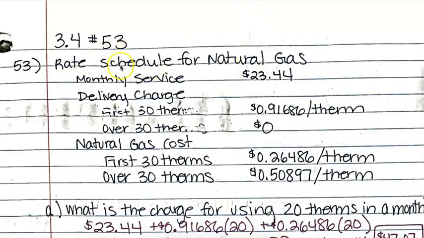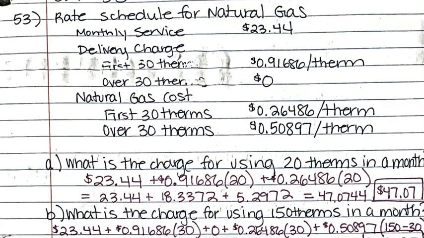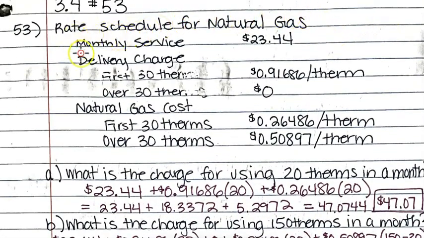All right. The first submitted question was number 53 on 3.4, which I did, I think, go over the first day that I answered questions on this one. So here is the given problem. It gives you a rate schedule for basically the charges on a natural gas bill. And there were three categories: monthly service, delivery charge, and natural gas cost. So the monthly service was a flat fee that is not per therm.